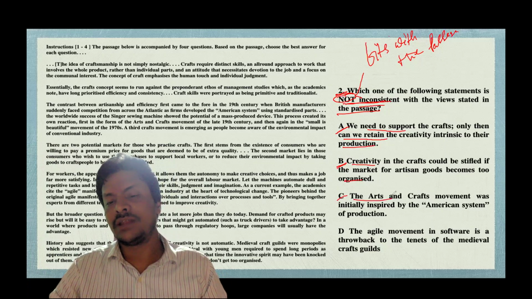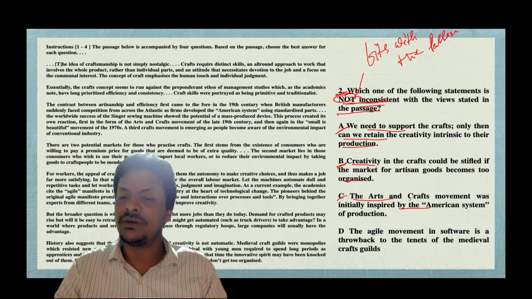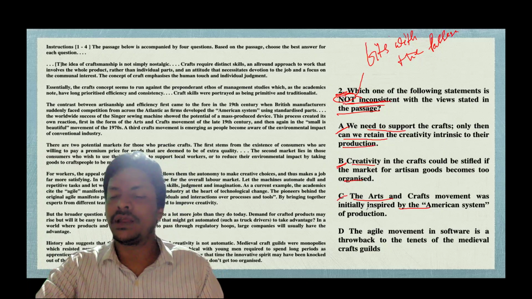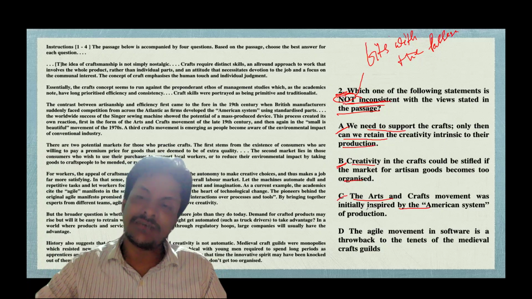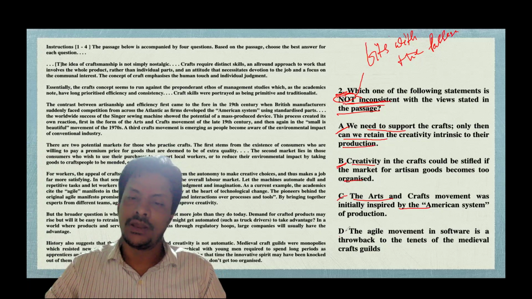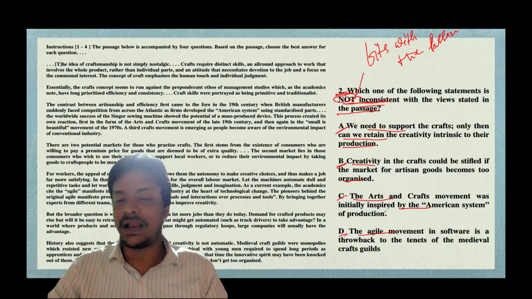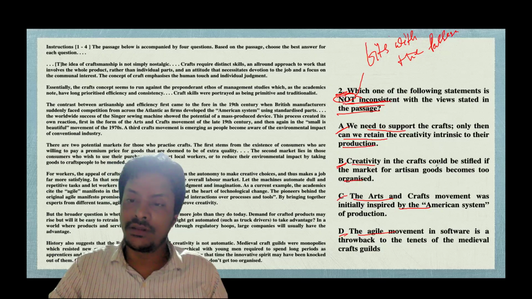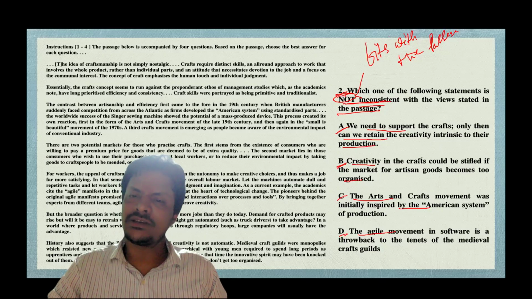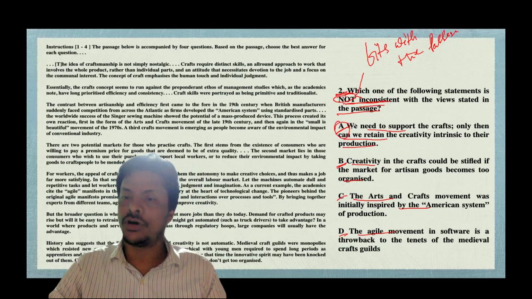And C is saying that the arts and crafts movement was initially inspired by the American system of production. So this one is trying to tell us that the arts and crafts movement was started because of inspiration from American mass production. Then D said the agile movement in software is a throwback to the tenets or beliefs of the medieval craft guilds. So this one is focusing on agile software, which is similar to medieval craft guild principles, right? On the basis of these four choices, if I look at the first choice, we need to support the crafts, then we can retain the creativity intrinsic to their production.